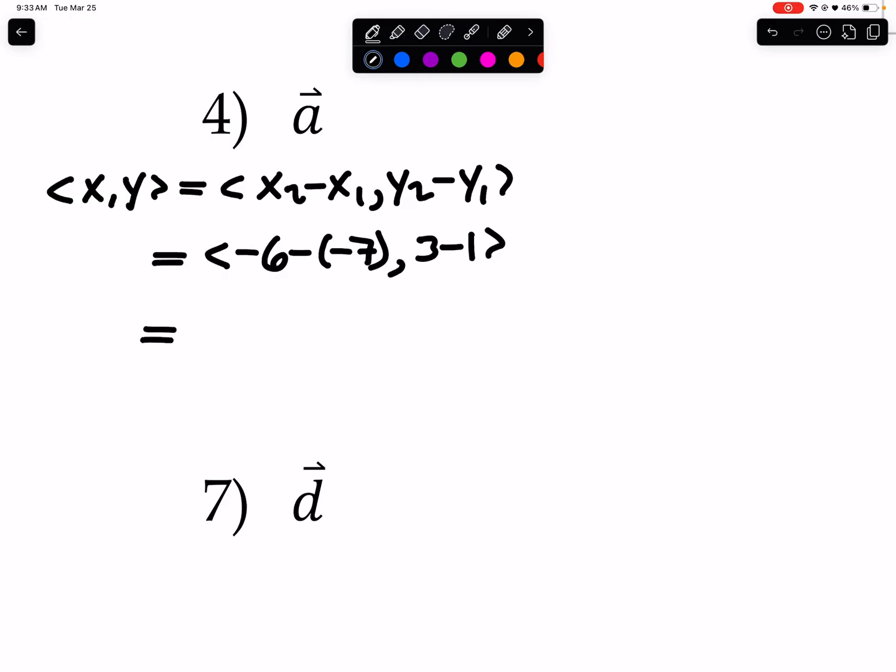So what's going to happen here is we're going to have -6 minus a negative, so that's going to turn into addition. And then this is going to give us -6 plus 7, which is going to give us 1, and 3 minus 1, which is going to be 2. So right here, this would be our vector in component form. But now I still need to find the magnitude and the direction.